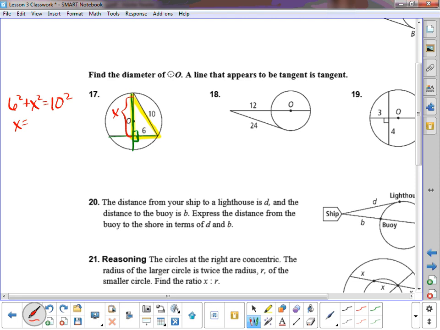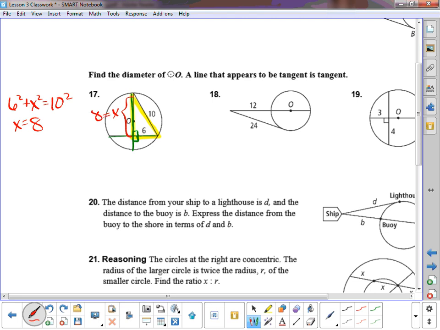Wait. That's not true. So what do we get for x? It's 4. Anyone else get 8? I have 2 root 3. Alright. Wait, real quick, what is 10 squared? 6 squared? 36. 100 minus 36. 64. I messed up.